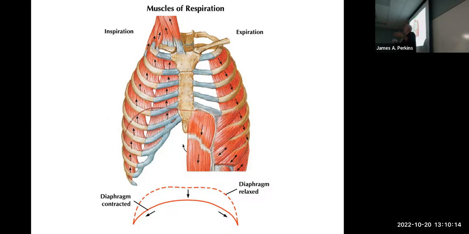Then when the diaphragm relaxes and arches back up into the thorax, that decreases the size of the thoracic cavity, essentially increasing the pressure in the thoracic cavity. So now you have increased pressure on the outside of the lungs. That causes the lungs to shrink, to allow you to exhale.